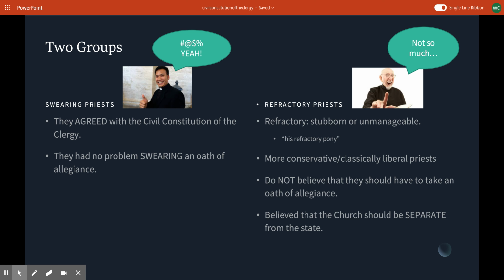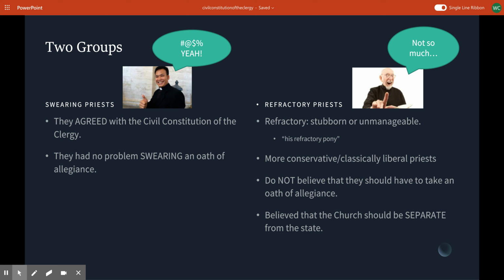Now, then there are the refractory priests, and these are the guys who are not so crazy about this civil constitution. These are the more conservative priests, and the priests that do not believe that they should have to take an oath of office. They are the ones who truly believe some of what we would describe as liberal, who believe that the church should be separate from the state. So those are the refractory priests.